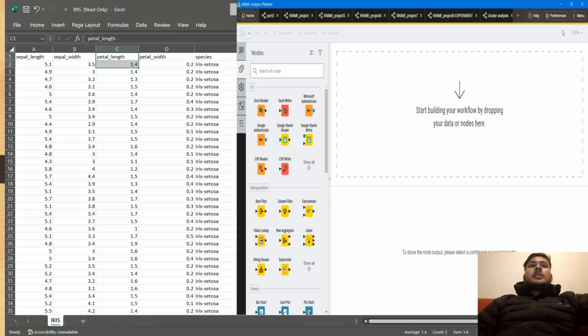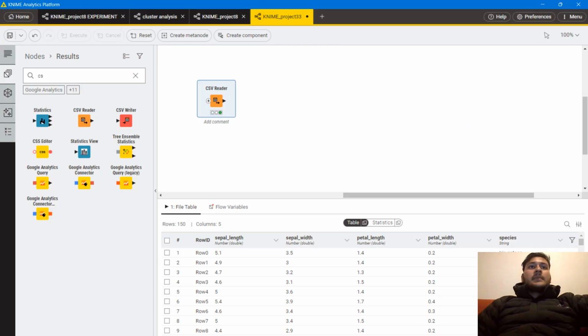Here on the first picture, I have shown you my data sheet, this is the Iris data sheet, and on the second picture this is my interface of KNIME software in which I'm going to make my decision tree. So let's get into another slide.